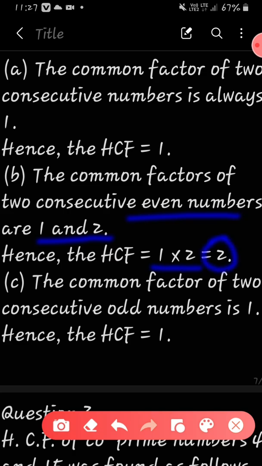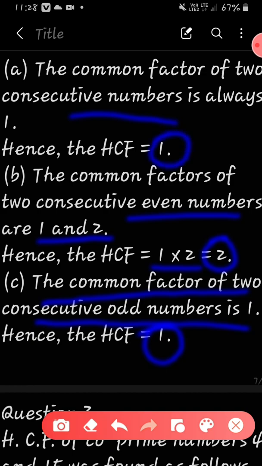Answer is 2. The third question is, we have to find the HCF of consecutive odd numbers. Suppose 1 and 3. What will be the factor of 1? 1 only. And 3 will be 3 and 1. Among those, the common factor is only 1. So the common factor of two consecutive odd numbers is 1, so the HCF is also 1. So we came to know that the common factor of two consecutive numbers is 1, and of two consecutive odd numbers is also 1. Only the difference is that for two consecutive even numbers, the answer will be 2. Hope you have understood this question number 2 also.